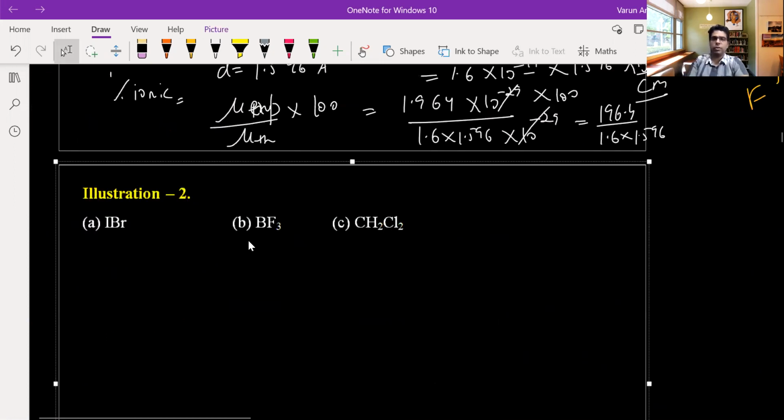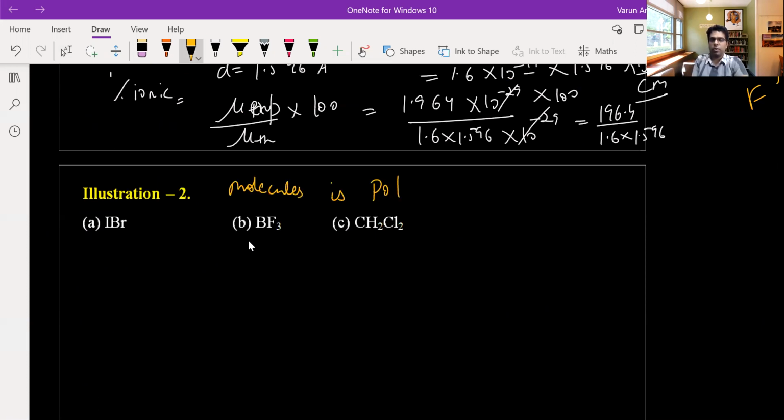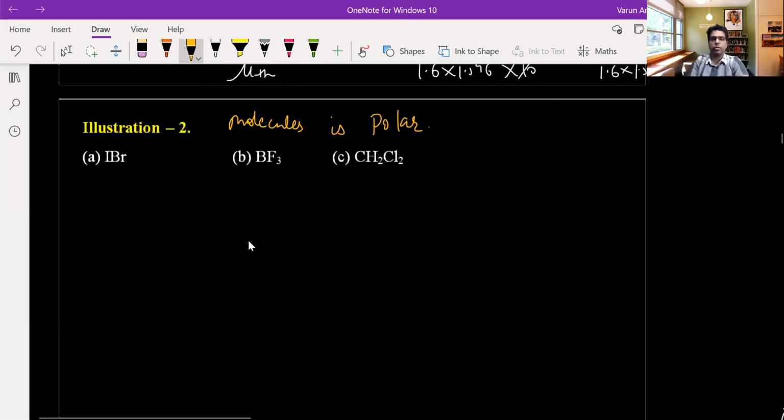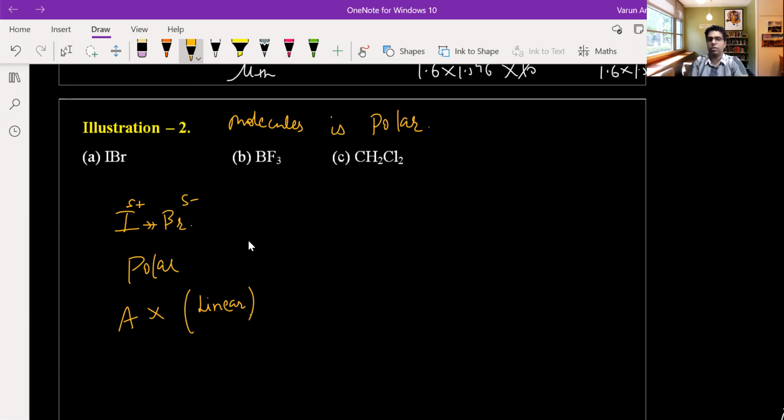Next question is asking which of the following molecules is polar? So which of the following molecules is polar and which is non-polar? So first option, IBr, is it polar or non-polar? Bromine is more electronegative, so that will be a delta negative charge, and iodine will be a delta positive charge. So this molecule is polar. So this is AX type of molecule that will be linear, and there is an electronegativity difference, so that will be polar.